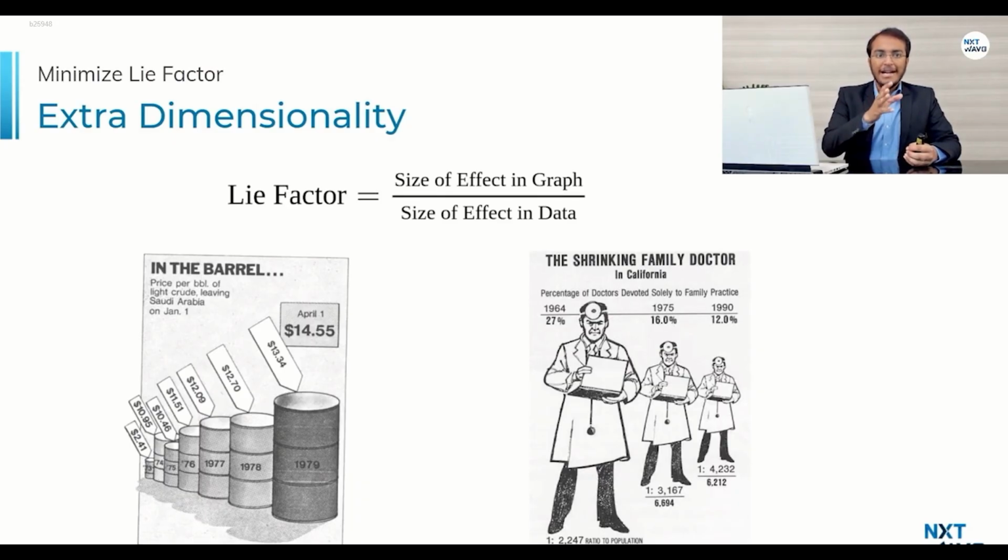So you can see in 1978 it is $12.7, and in 1979 it is $13.34. So the increase in that price is just $0.64, but if you see the barrel size, it feels as if it has increased a lot. This happens because when you are using these extra dimensions, the increase in the dimension gives a feeling that even if you increase the height by a little, the overall increase in the volume will be huge, so it feels as if it has grown quite a lot.